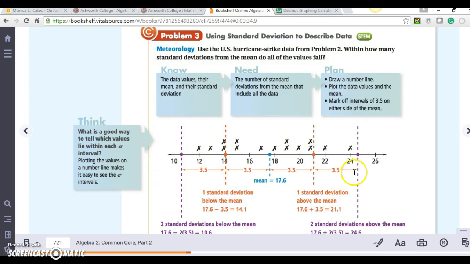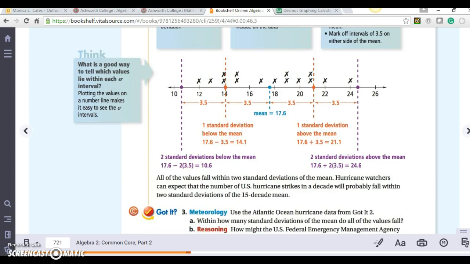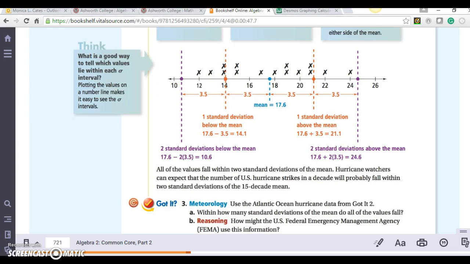Then they added 3.5 again, and they came here. Then they came this way and they subtracted 3.5. And they subtracted it again. And they did that to see where all of their values fall. And they see that their values come within, going in the positive direction, 2 standard deviations of the mean, and within the negative direction, 2 standard deviations of the mean. So we can conclude that all the values fall within 2 standard deviations of the mean. Hurricane watchers can expect that the number of U.S. hurricane strikes in a decade will probably fall within 2 standard deviations of the 15-decade mean.